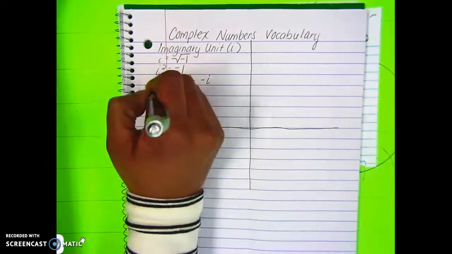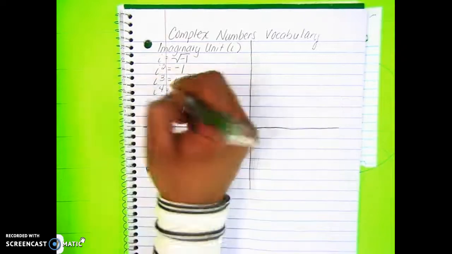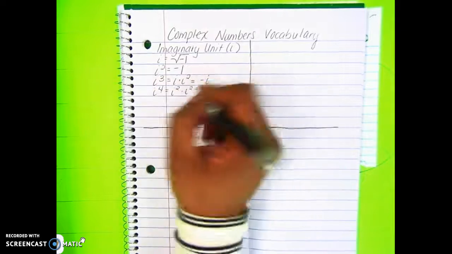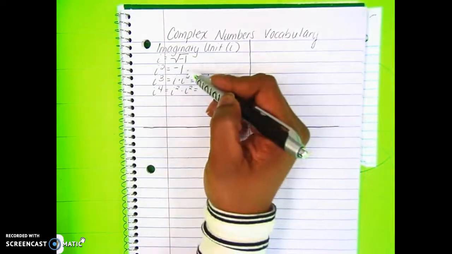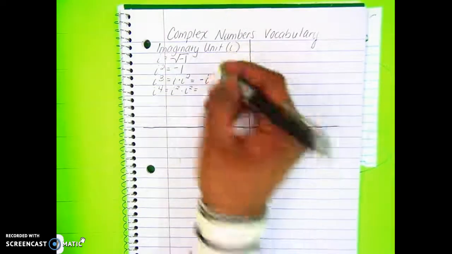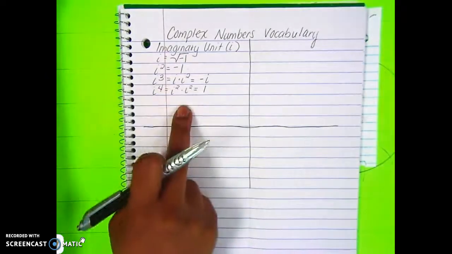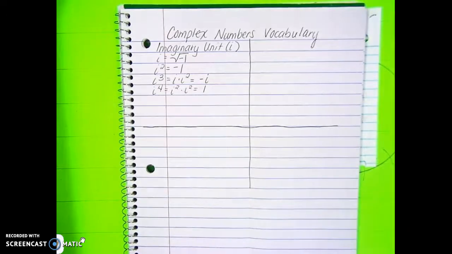i to the 4th is the same as i squared times i squared. Again, we know i squared is equal to -1, so -1 times -1 is a positive 1. We're going to stop right there for the powers, because after that the powers just start repeating themselves, like i to the 5th, i to the 6th. They start repeating i and i squared.